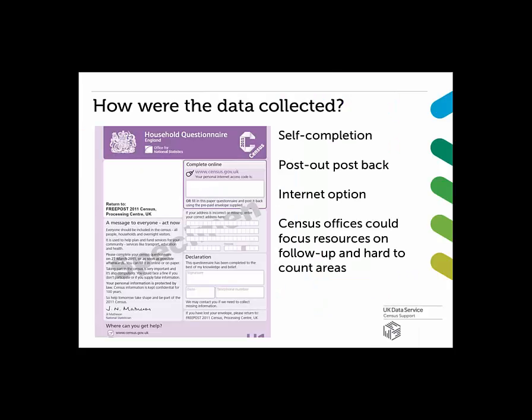In 2011, when the last census was collected, by and large, the data were collected by self-completion, post-out, post-back. And it was the first time that post-out and post-back had been done. But there was also an internet option that was taken by a good few people. And that meant that census offices could focus resources on areas that were hard to count, and therefore to maximise the count, which is absolutely essential. It's at the heart of doing a count. If you can't get a good count, then you've got a problem with your census.